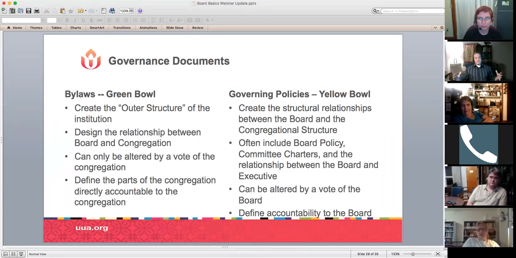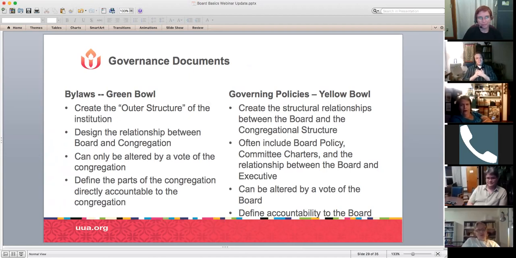It defines the parts of the congregation that are directly accountable to the congregation through the congregational meeting. And so the discernment about what should be in your bylaws is, what does the congregational meeting want to have directly accountable to the congregational meeting? And oftentimes there's a different level of discernment that some congregations will put into bylaws. I'm not agreeing with this, I'm just saying that it's true: what don't we want the board to have the authority to change themselves? So those are the 2 motivations why most things go in the bylaws.